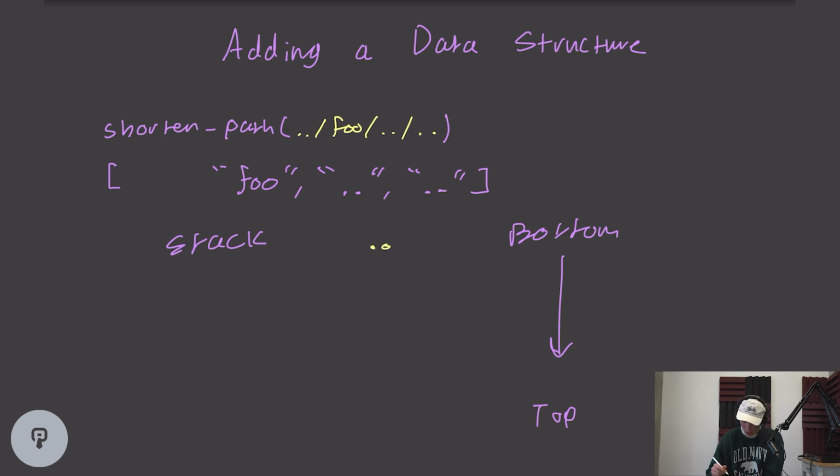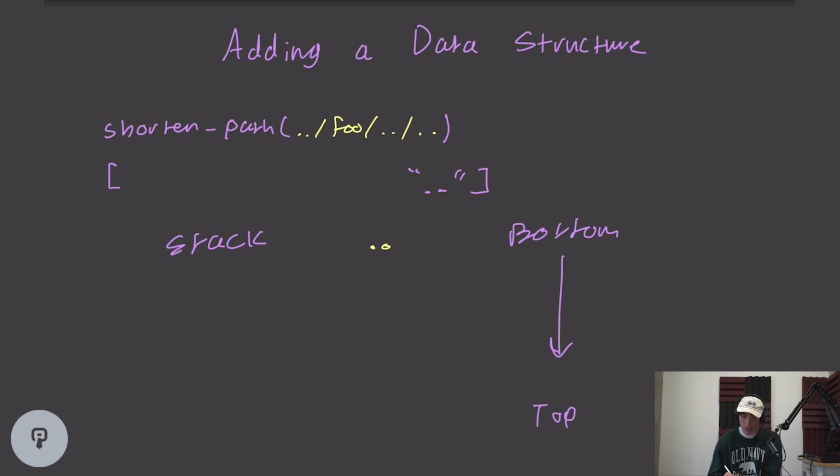Okay. Next, we're dealing with foo. So foo, we are simply just going to push that onto the stack. Anytime that we have a non-special character, just push it. Now we have another move to a parent directory. We can see that when we peek the stack, there is a non-special character, foo. So we're going to eliminate that.